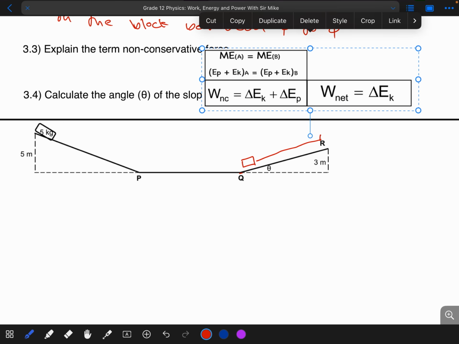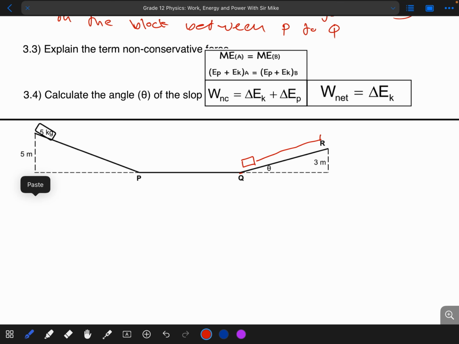So in this case you're going to use the non-conservative force, so this will be W_NC equal to the change in the object's kinetic energy plus its change in potential energy. Remember that the only non-conservative force that we have as this object is traveling from point Q to R is the frictional force. So it would simply be the work done by Fk, which is equal to delta Ek plus delta Ep.